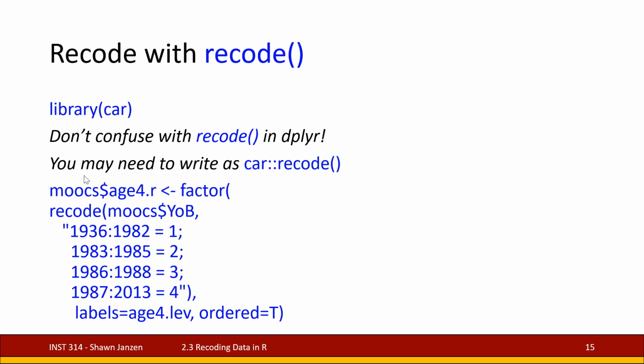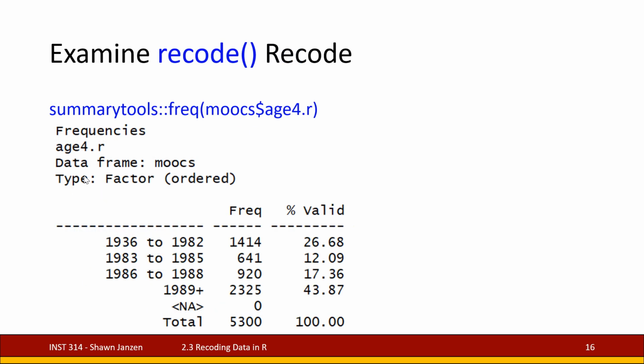So what I have here is I say 1936:1982. So it's saying this year to this year and everything in between equals 1. Semicolon to move on to the next set of instructions. 83 to 85 and anything in between is a 2. Semicolon to move on to the next one. 86 to 88 becomes a 3. And so 87 to 213, which is the highest value in that data, becomes a 4. And then I close that off, comma, add it to the labels, tell it to be ordered. It's inside the factor, and when I move on to do the summary frequencies, it is where it needs to be and matches everybody else.